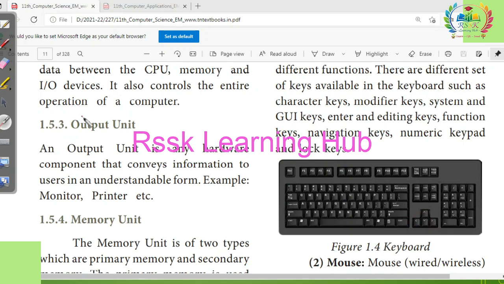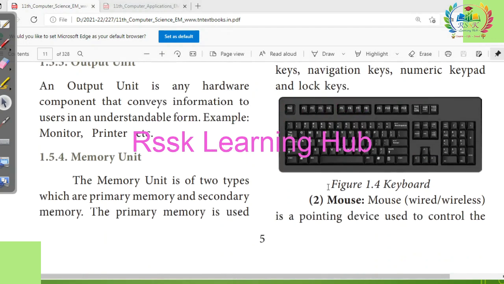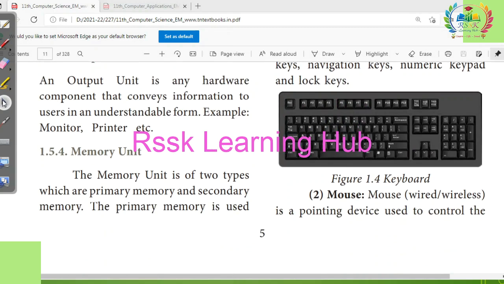Next, coming to the mouse. A mouse may also be wired or wireless. There is no virtual mouse. In a mouse you may use a wired or wireless mouse for pointing to the control. So for pointing to the control, you have to use the mouse.